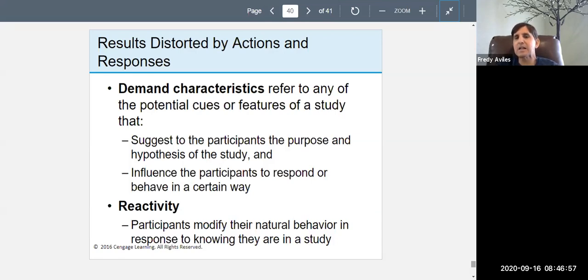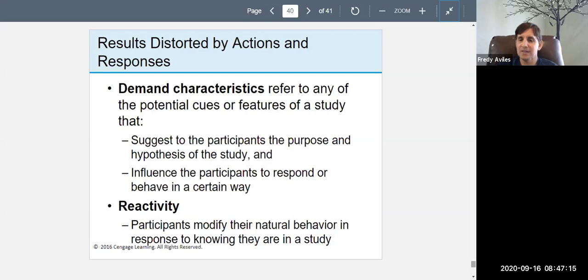So you give participants a clue, right? That this study is about happiness. Therefore, you should act happy. Or this study is about aggression. And you don't want to be aggressive, so you behave in a non-aggressive way. Demand characteristics can work for you. They can work against you, okay?